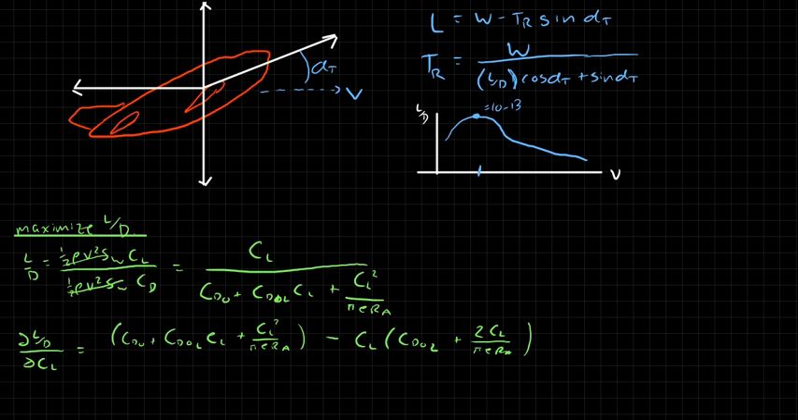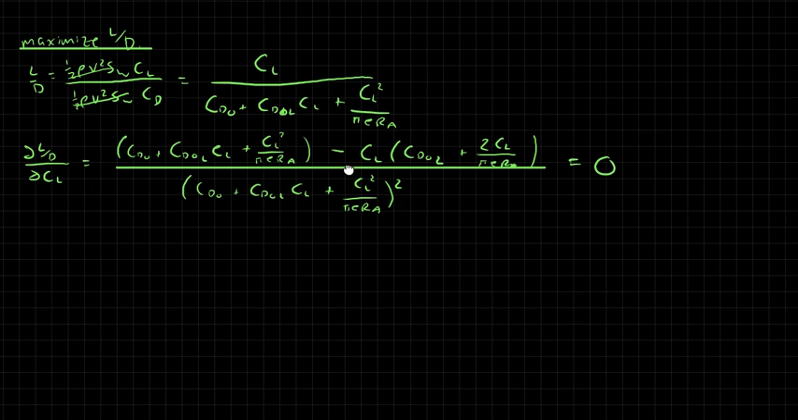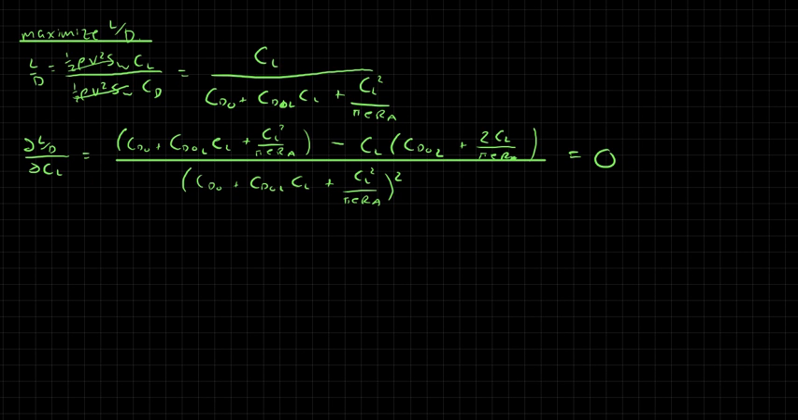Okay, and I'm going to use the nice line here. It's a long line to draw. Over the denominator squared. Okay, so that's going to be CD naught plus CD naught L CL plus CL squared over pi ERA squared. All right, set all that equal to 0. And now what we want to do is solve for CL.